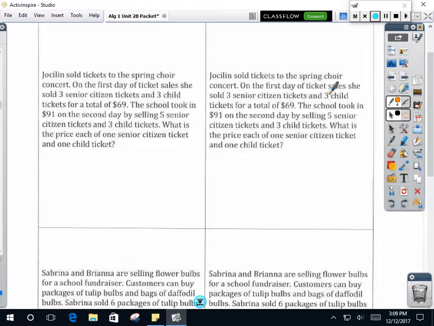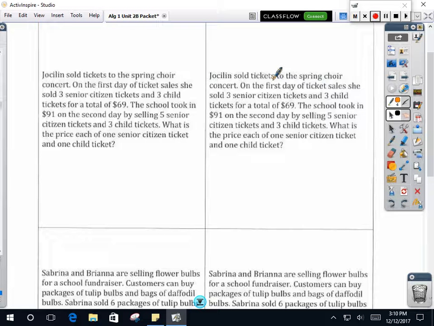That I'm doing with y'all, then you have work. Jocelyn sold tickets to the spring choir concert. On the first day of ticket sales, she sold 3 senior citizen tickets and 3 child's tickets for a total of $69. The school took in $91 on the second day by selling 5 senior tickets and 3 children's tickets. What is the price of 1 senior ticket and the price of 1 children's ticket?